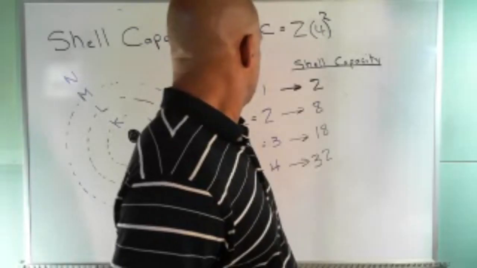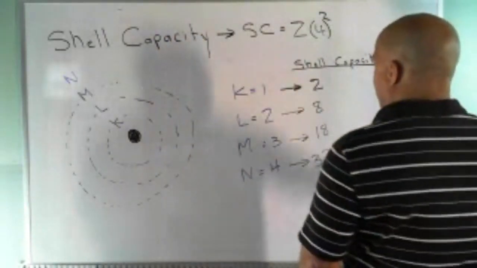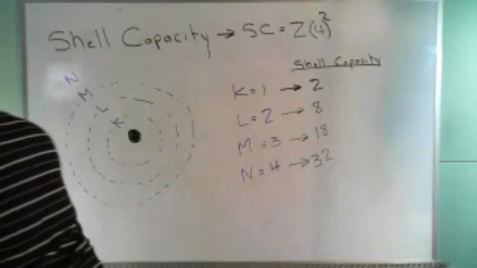Yes, Professor. About the part of shell capacity. For example, if I have an L shell, n is 2, it will be 8. I don't understand. 2 exponent 2 is 4 and not 8. So I don't understand why it is 8 and not 4. You mean here? Yes. Okay, so the answers are 8, 18, and 32. So I really don't understand.